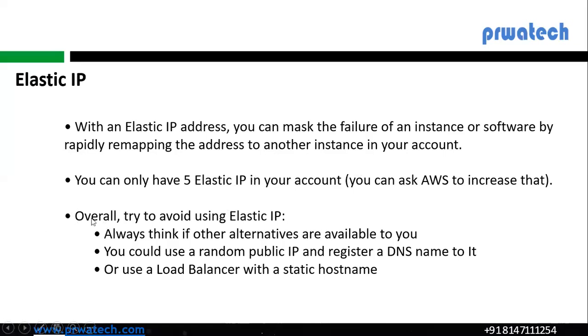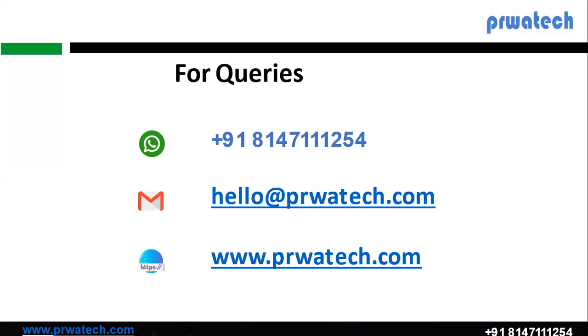Overall, try to avoid it, we'll not be using it much, because the cost will be very high if you're not attaching it to an EC2 instance. There are alternatives. Instead of using an Elastic IP, you can create a DNS name in AWS itself and attach that. Or else you can create a load balancer and attach your EC2 instance to it.